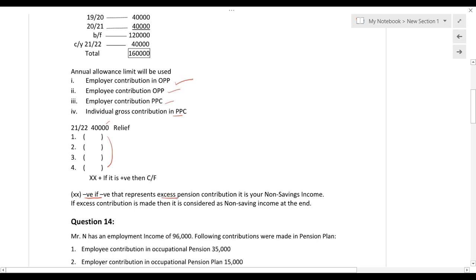That represents excess pension contribution. Excess contribution is treated as your non-saving income. If excess contribution is made, then it is considered as non-saving income and it will be taxed at the end. So if you have contributed more than the 40,000 and you do not have any previous unused limit, then the excess contribution will be treated as your non-saving income and you need to pay tax.